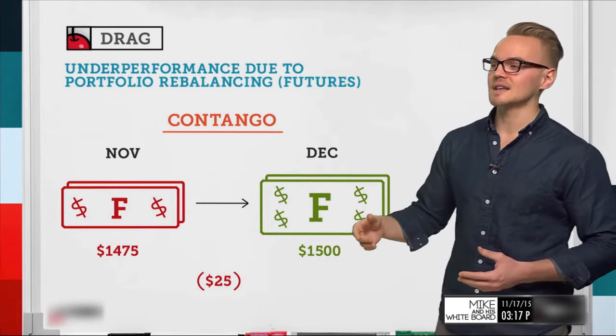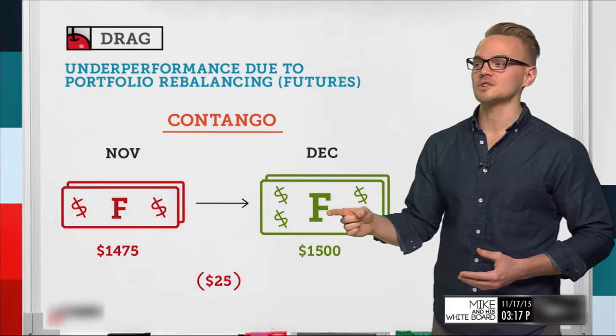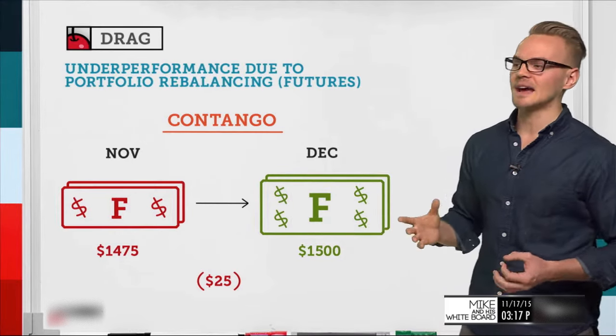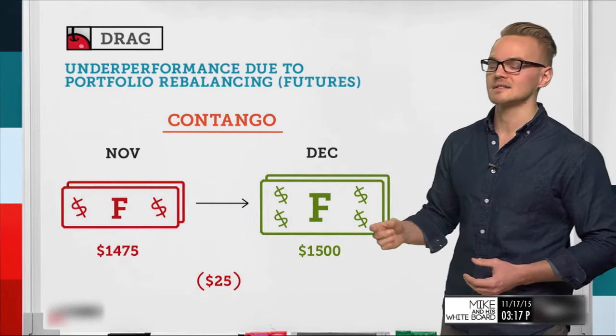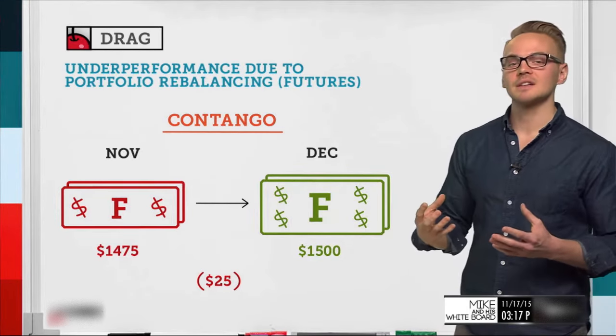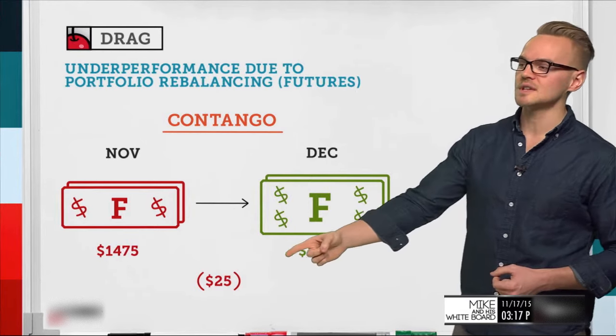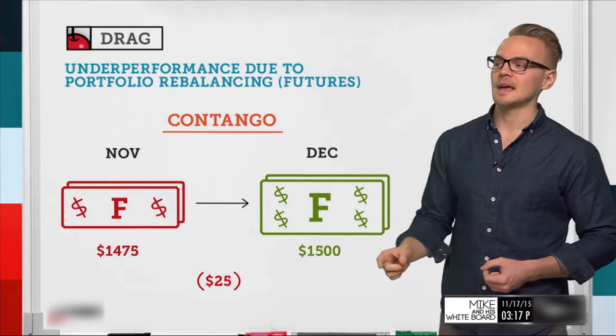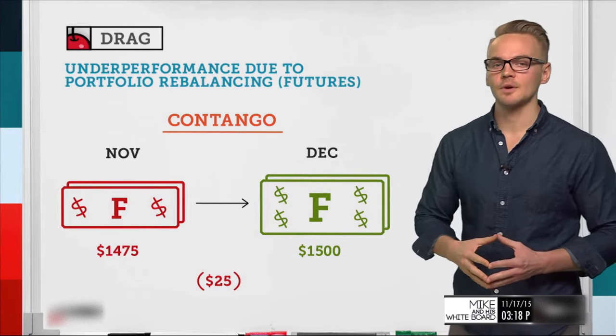So now instead of 100 going into 100, it might be selling 100 November contracts and only being able to buy 95 or 96 contracts in December. Because of that imbalance, it's going to create a drag. And as you see here, there's a $25 difference between the November contracts and the December contracts that are trading for a higher premium.